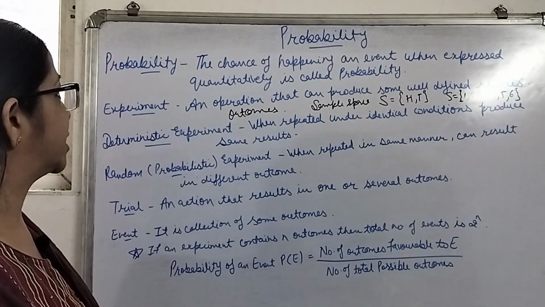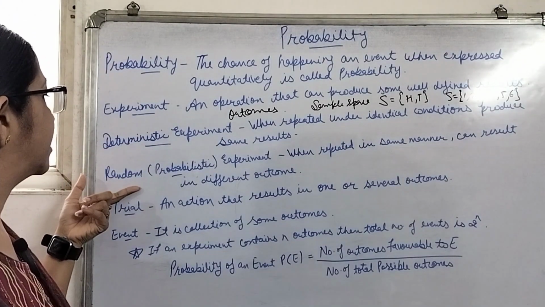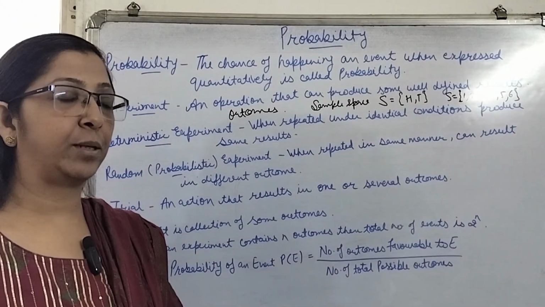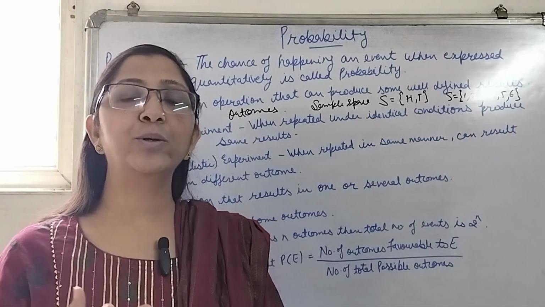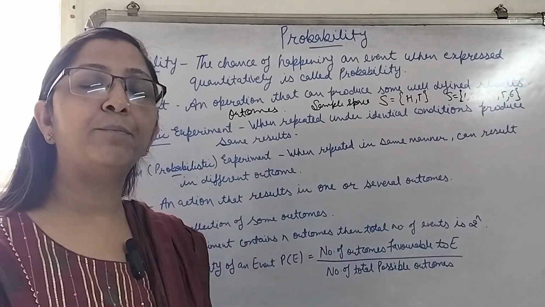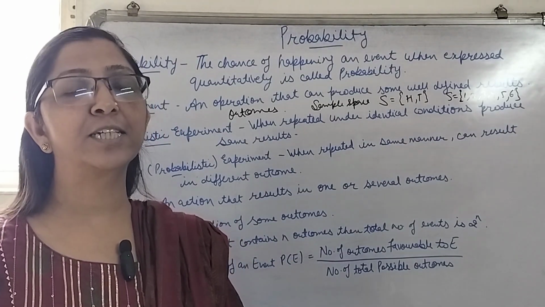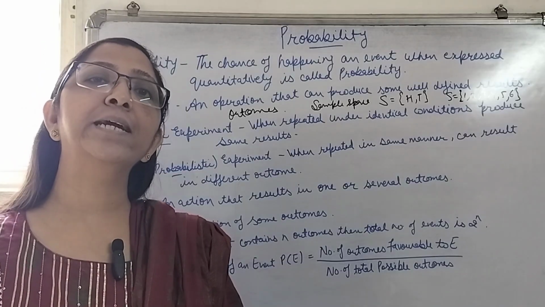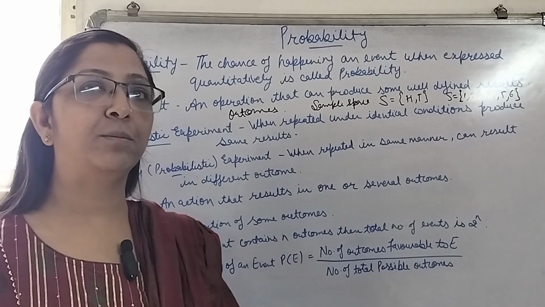Then there are two types of experiments. One is your deterministic experiment, another is your random or probabilistic experiment. What is a deterministic experiment? Whenever we are doing an experiment repeatedly in the same identical conditions, and in all the cases our result is the same, we say it to be a deterministic experiment.